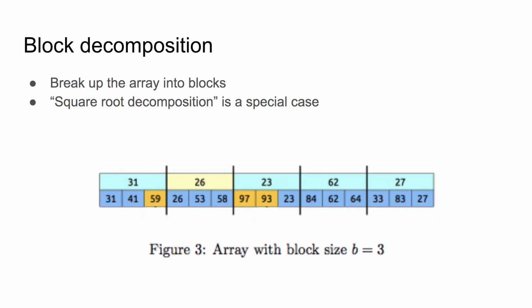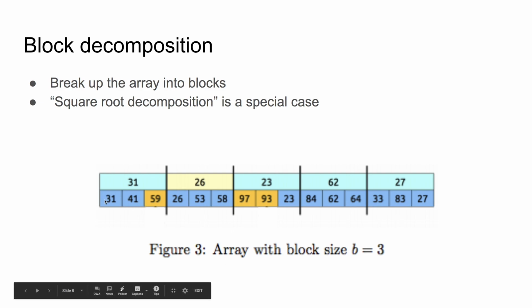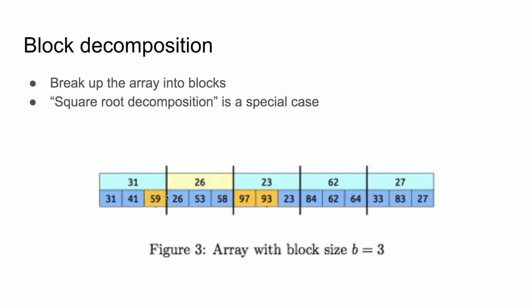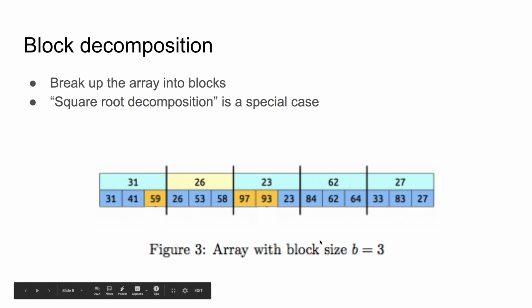Now, let's look at a different approach, a pretty orthogonal approach to the last two we've seen. The idea is that we're going to break up the array into blocks. This is the sum array, the 1, 1, 2, 3, 4, the 15 length array here, and we take a block size of b equals 3.